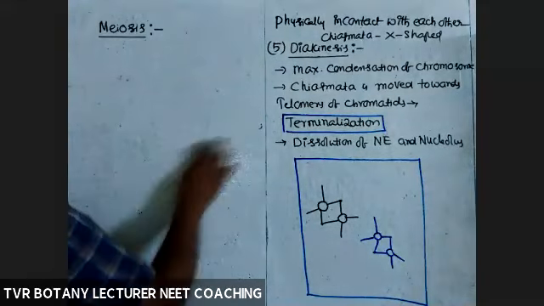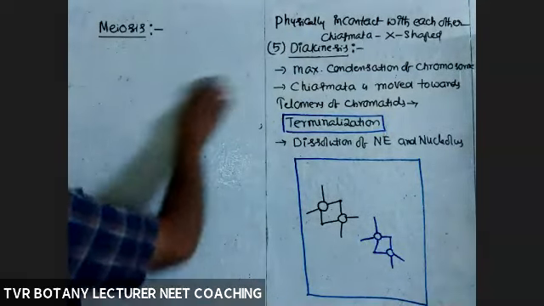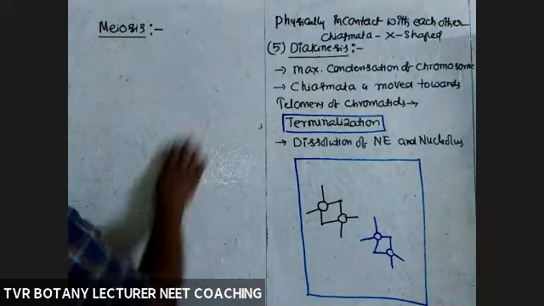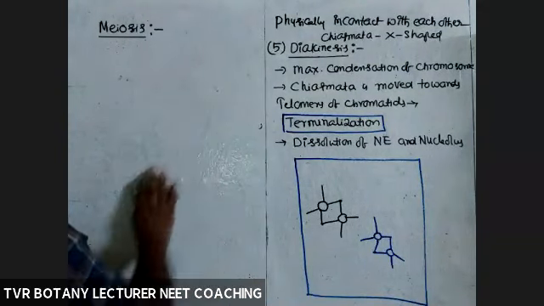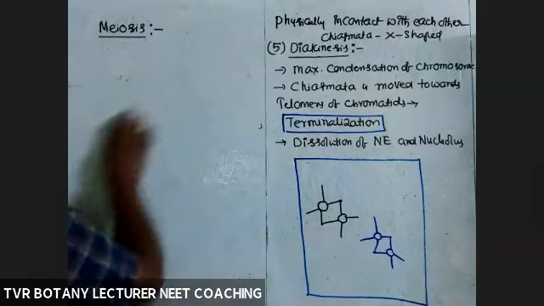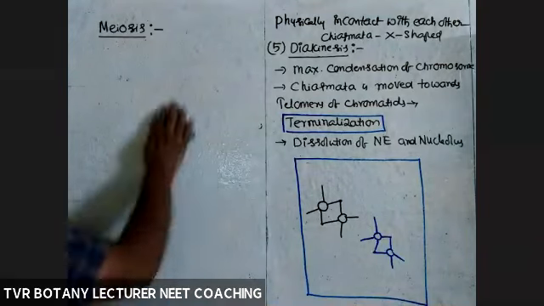Okay, prophase 1 completed. What about the total number of subphases present in prophase? Leptotene, zygotene, pachytene, diplotene, and finally diakinesis.